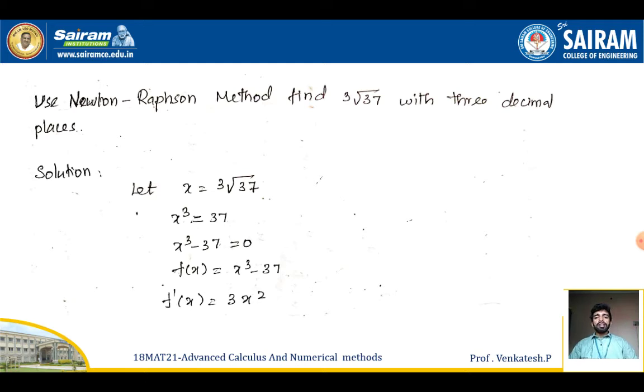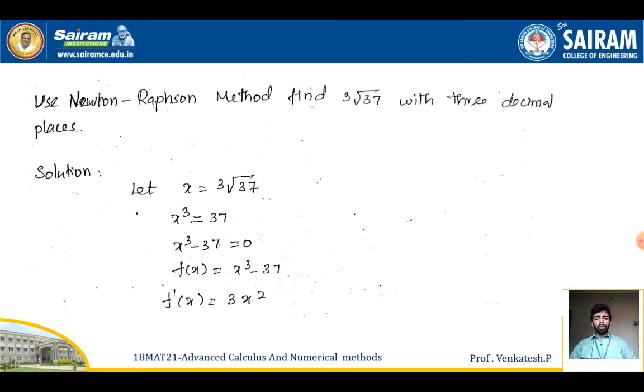Here we have to define the function first. Let me choose x = cube root of 37. Now taking the power 3 on both sides of the equation, we get x cubed = 37. Shifting 37 to the left-hand side, I got x cubed minus 37 = 0. Now I can take that whole thing as f(x). So f(x) = x cubed minus 37.